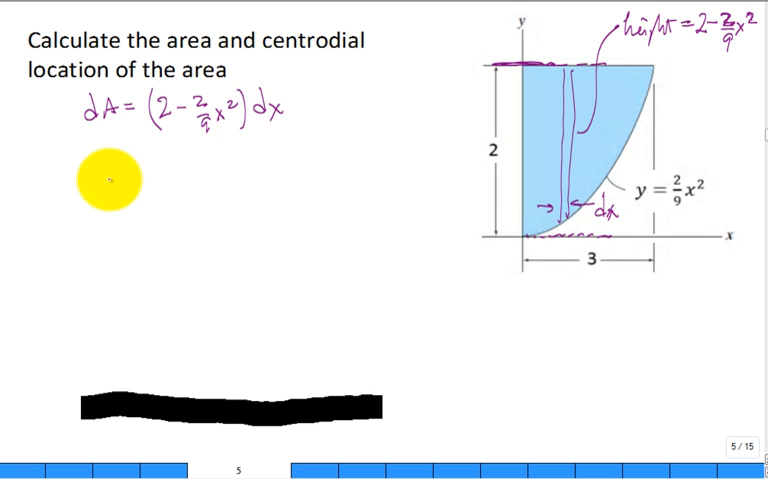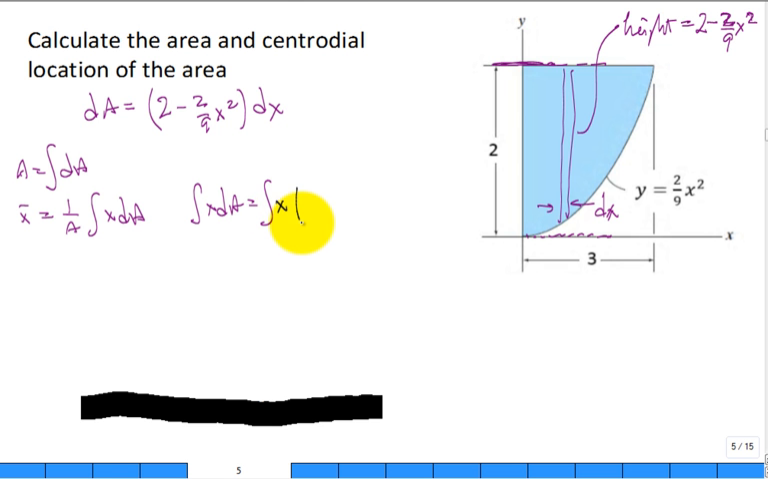All right, so now we'll do the integral. To get the area, we'll do the integral dA, right? Okay, then if I want x bar, I'm going to put 1 over that area, the integral of x dA. So the hard part is to get the integral of x dA. Well, that's the integral of just x, and then the dA we just had, 2 minus 2/9 x squared dx. And likewise for y.